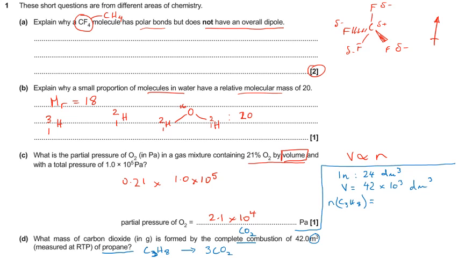is volume over 24. Right, so if 1 mole is 24, then the number of moles we've got is our volume, which is 42 times 10 to the 3 divided by 24 for 1 mole, and that comes out at 1750. So we've got quite a few moles, 1750 moles, and as we've worked out down here, that means the moles of our carbon dioxide is 3 times that.